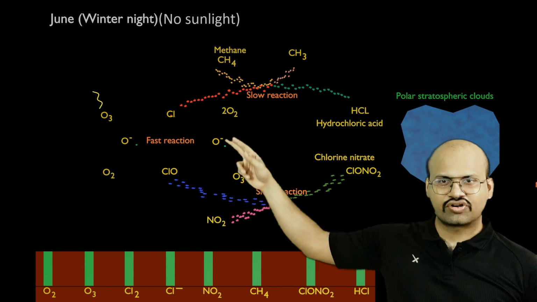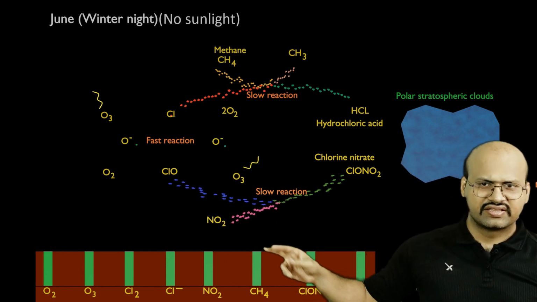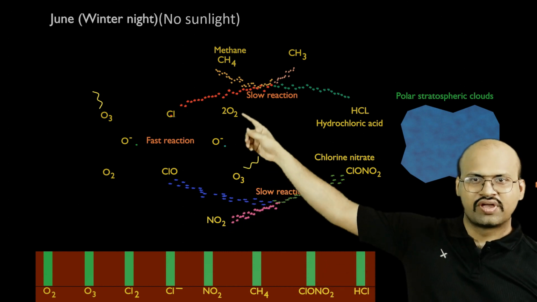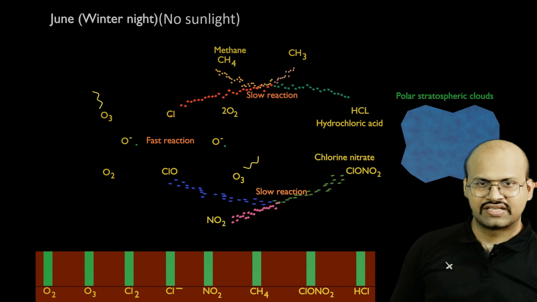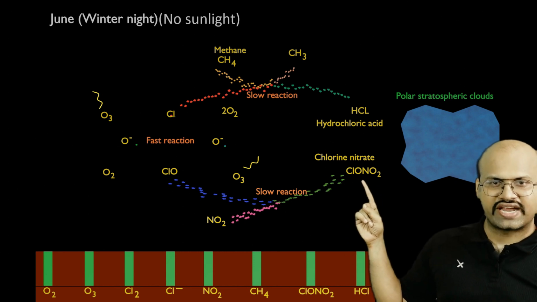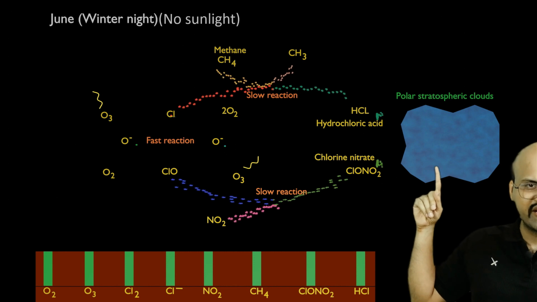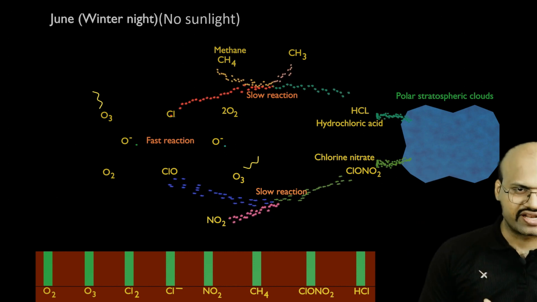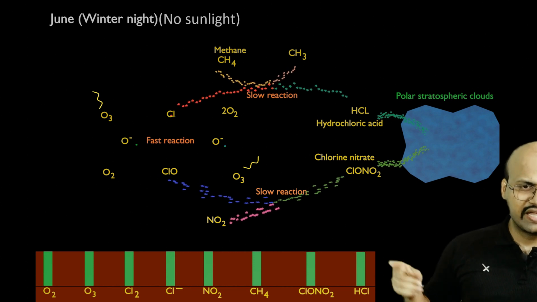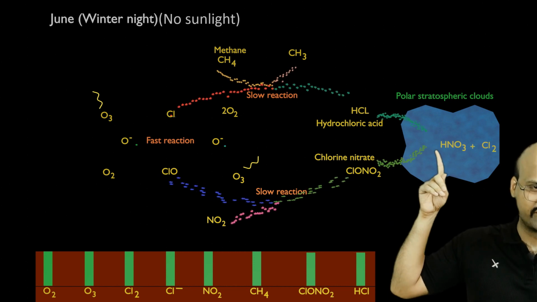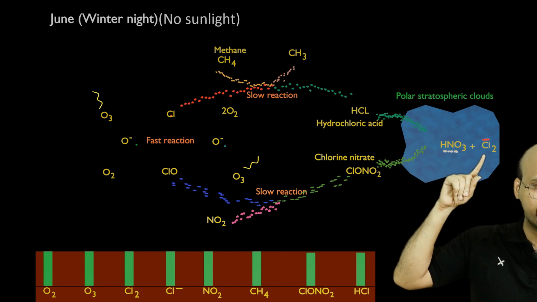Now there is some amount of chlorine ion as well as ClO in the atmosphere. This will continue to react with NO2 and methane. Over time we will see that this chlorine nitrate, which was formed over here, will reach and react on these stratospheric clouds. The stratospheric clouds give them a base for reaction, and this reaction will separate the nitrogen and hydrogen, and we will get the chlorine compound over here.